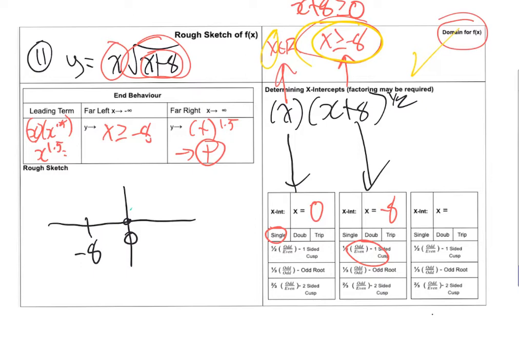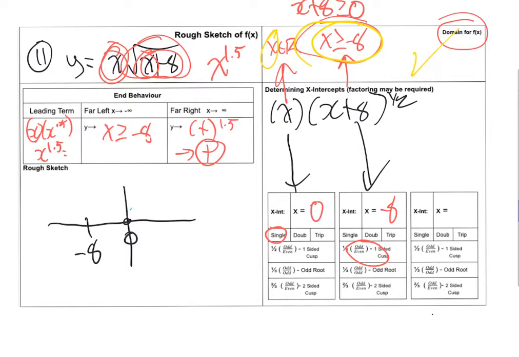Next thing I want to do is the end behavior. And I think, again, we can go through this. So what's the leading term going to be? The leading term for this one, what will it be? Well, it's going to be x multiplied by root x. So it's going to be x to the, again, 1.5, which is, in fact, 3 over 2.